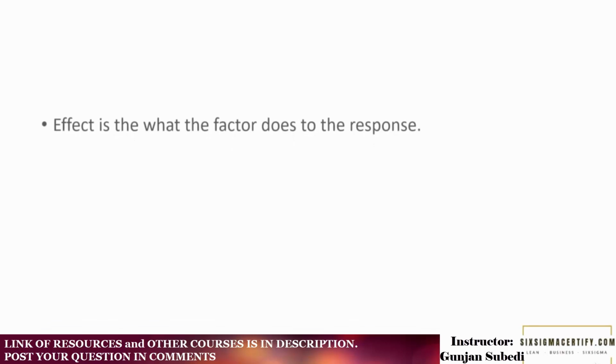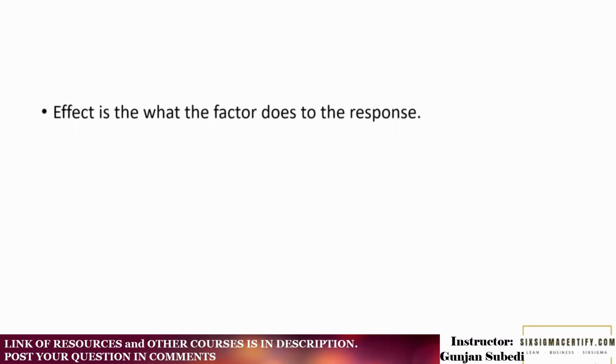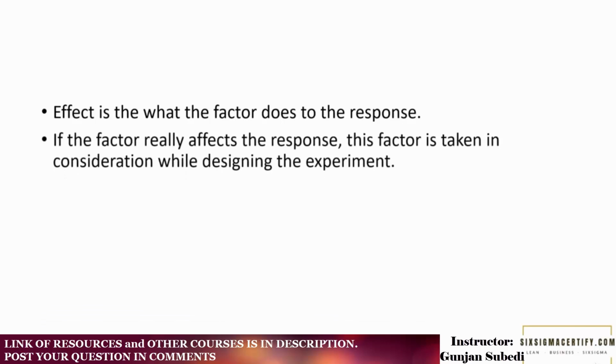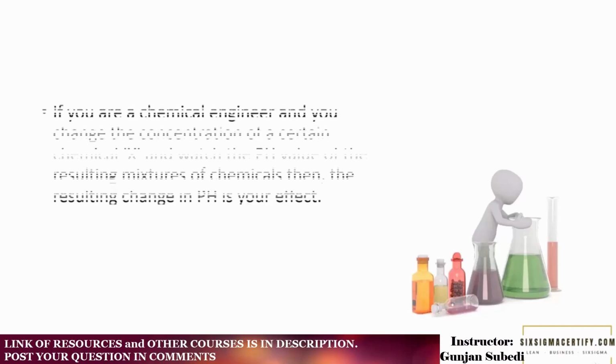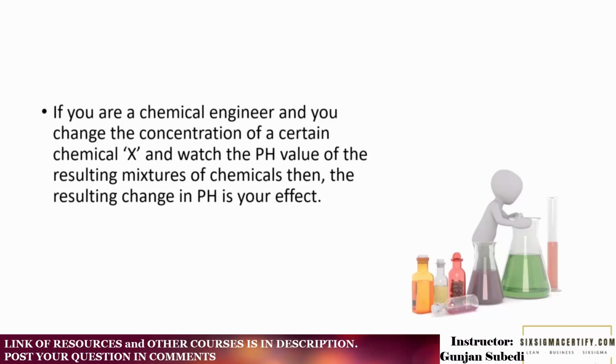Effect. Effect is what the factor does to the response. If the factor really affects the response, this factor is taken in consideration while designing the experiment. Effect can be measured in every other kind of experiment as well. I have taken the Cannon example only in order to let you understand the design of experiments terms more easily. If you are a chemical engineer and you change the concentration of a certain chemical, say chemical X, and watch the pH value of the resulting mixture of the chemicals, then the resulting change in pH is your effect.